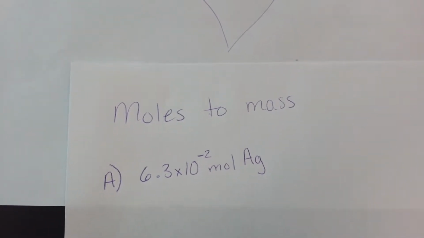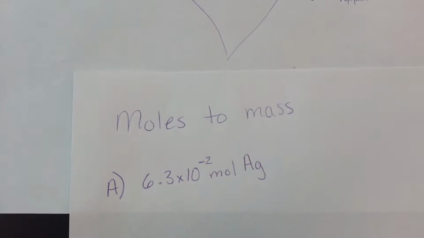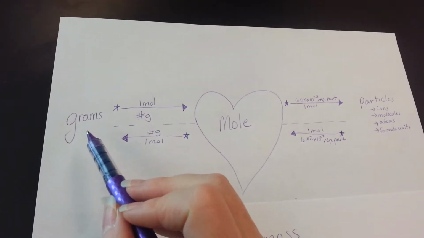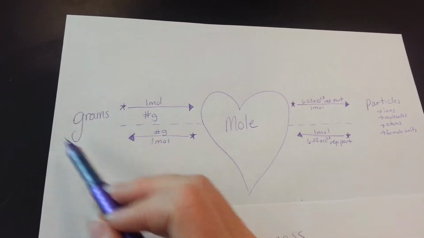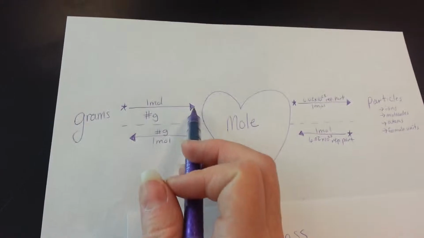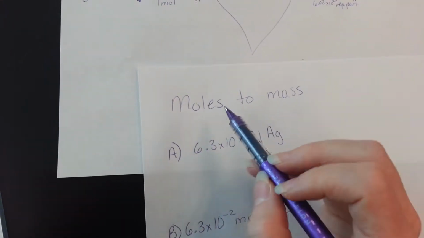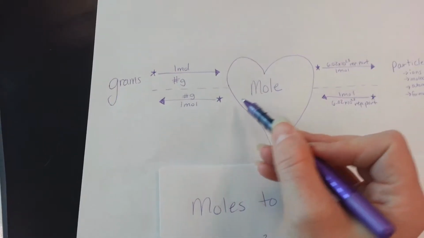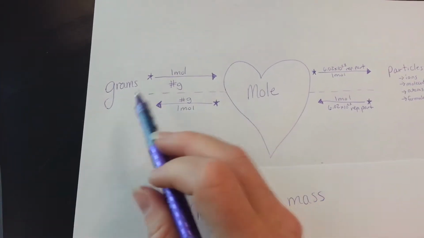Let's talk about changing moles to mass. Now, grams is on the left side of our mole heart, and so if I'm in grams and going to moles, I would use this one with the star on this end. But this particular question is asking us to go from moles to mass, so I'm starting in the heart. So I have to follow the bottom arrow to get to the grams.